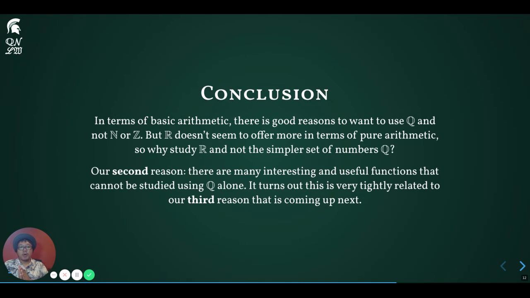Starting next time, we will be talking about the primary difference between Q and R from the analytic point of view. As was mentioned in the course overview, this is the concept of completeness.